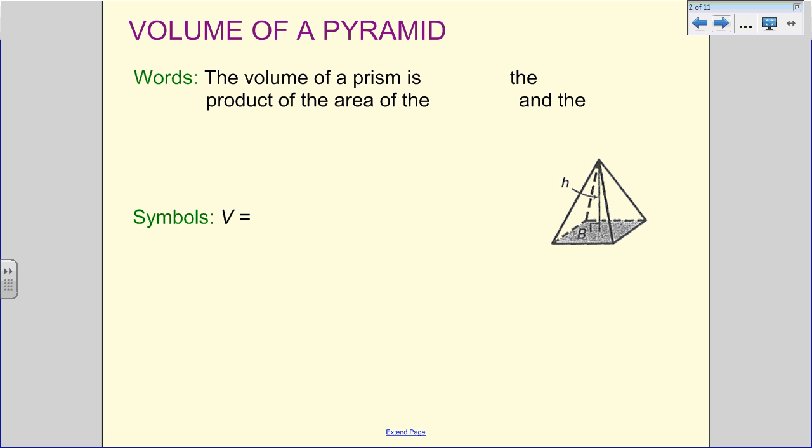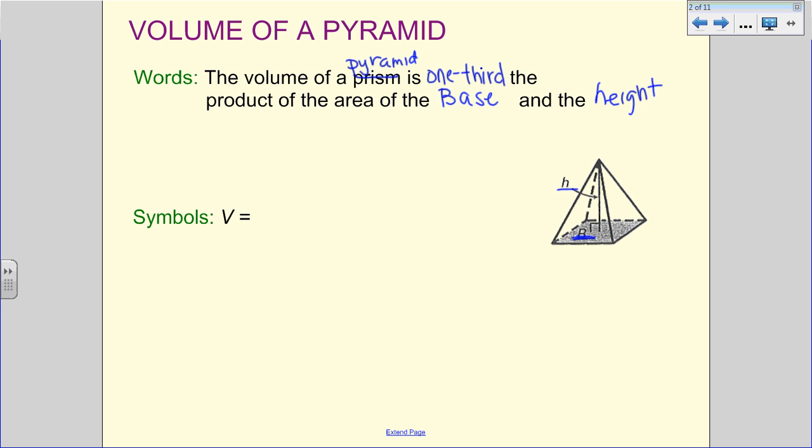All right, so the volume of a pyramid. Once again, we're going to just start off by looking at that formula because we don't have a whole lot of vocab that we need to do anymore because we learned all the vocab that we need. But the volume of a prism. Oh, actually, it's a pyramid. Sorry. The volume of a pyramid is 1/3. So we're going to have that fraction in there again. The product of the area of the base, so we're back to that big B, and the height.